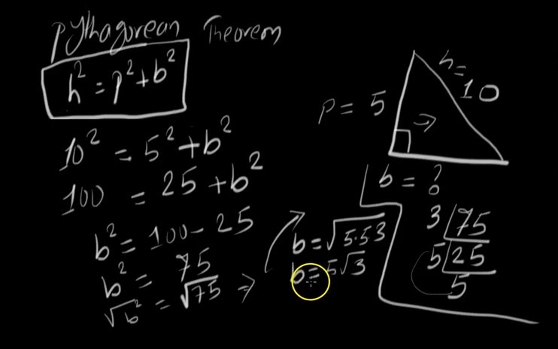So this is the formula used by the Pythagorean theorem to find the distance between any two given points. If we have the hypotenuse and one side, such as the base, we can find out the other.